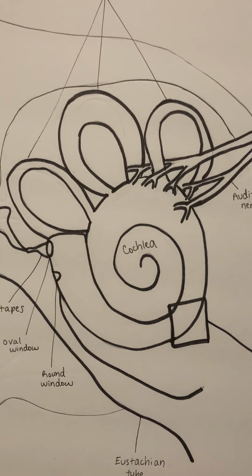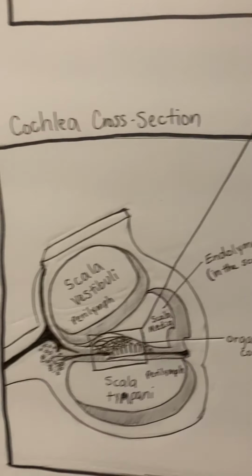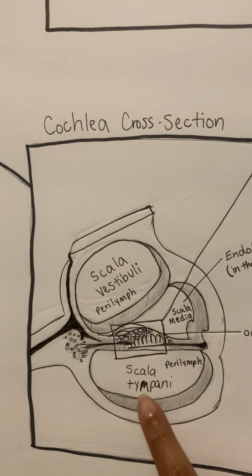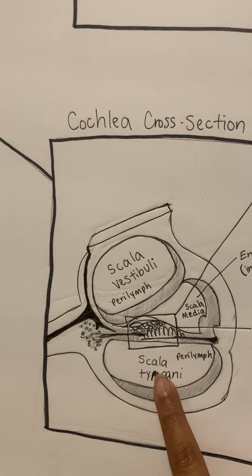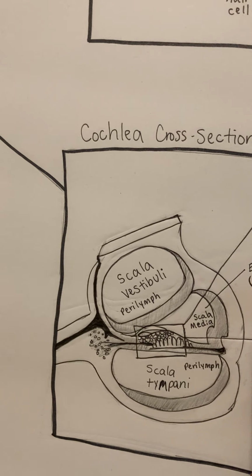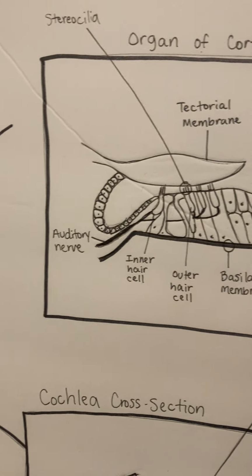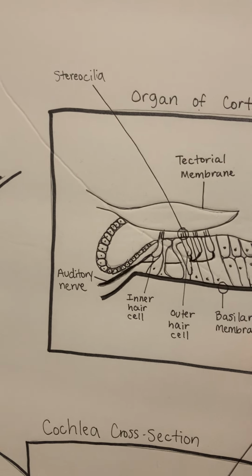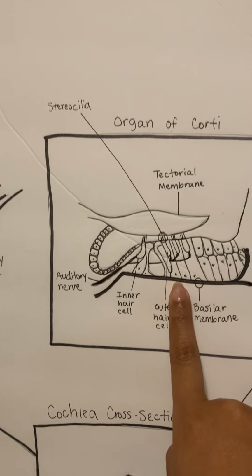And there are two types of cochlear fluids, which are perilymph, located in both the scala vestibuli and the scala tympani, and endolymph, which is located in the scala media. And also located in the scala media is the organ of Corti, which you can see a close-up of right here. And this organ of Corti sits on top of the basilar membrane.